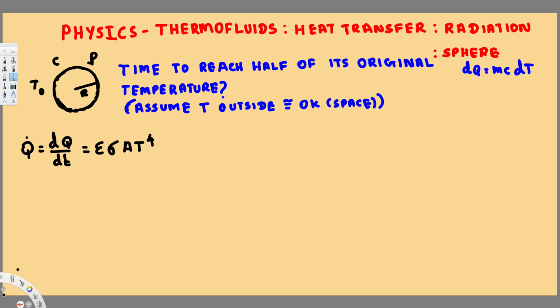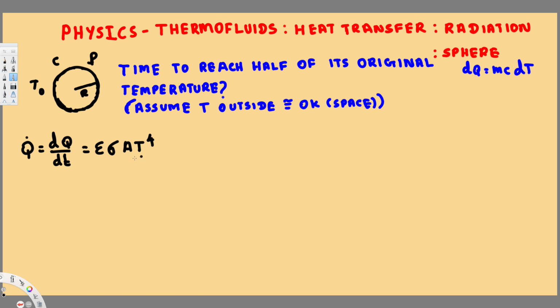Let's do this problem right here. This question is asking for the time to reach half of its original temperature. So initially we have a temperature, and how much time will it take to reach half of that temperature, because the temperature is going to go from hot to cold. So when it has reached half of its amount, what's going to be the time?